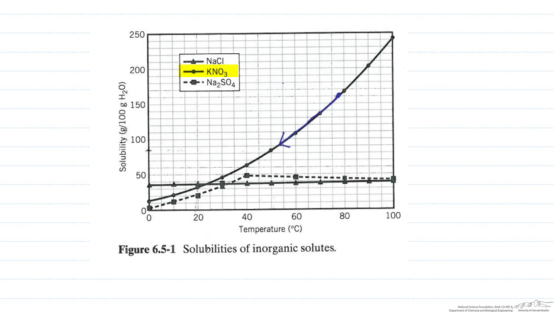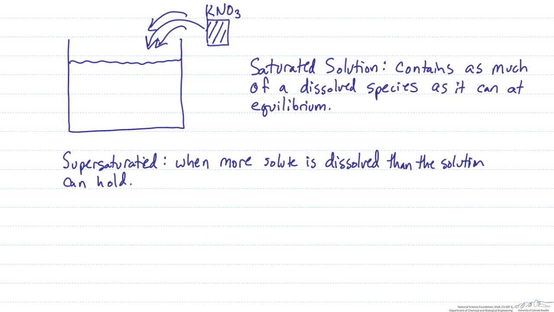If we started with a solution that was saturated at 80 degrees C, and we decrease the temperature to 40 degrees C, the amount of KNO3 in solution will be greater than the solubility at 40 degrees C, and this constitutes a supersaturated system. A supersaturated solution is when more solute is dissolved than the solution can hold. Generally, this is done as described here, where we dissolve to the saturation point and then decrease the temperature.